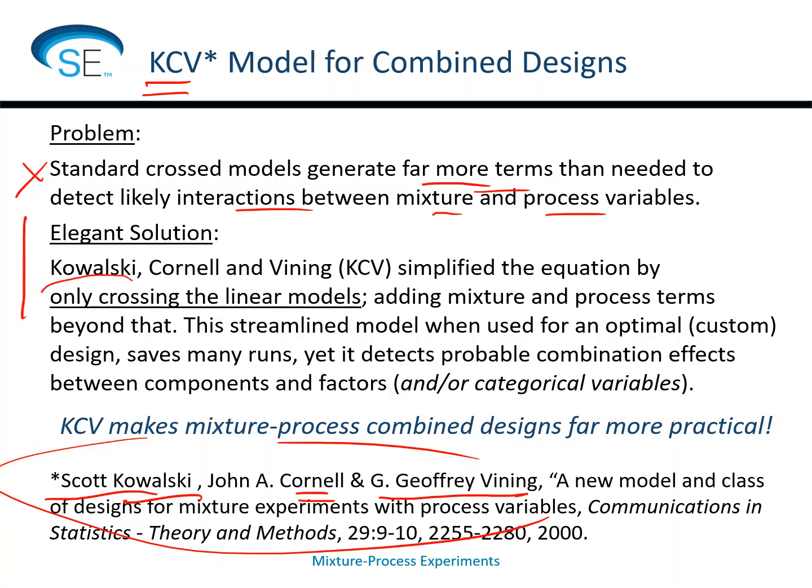What if we only cross the linear terms? Then we simply add the mixture and the process terms beyond that. Applying this model for an optimal custom design will save many runs, yet it still will detect the most probable combination effects. Also, you can include categorical variables in this KCV, so you can have mixture, process, and categorical.